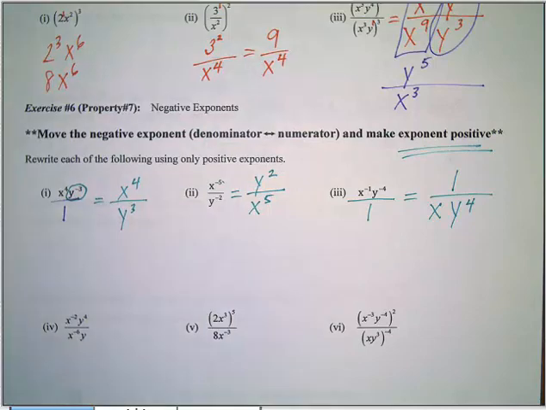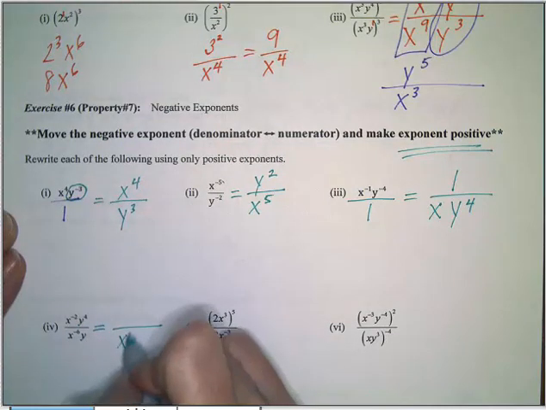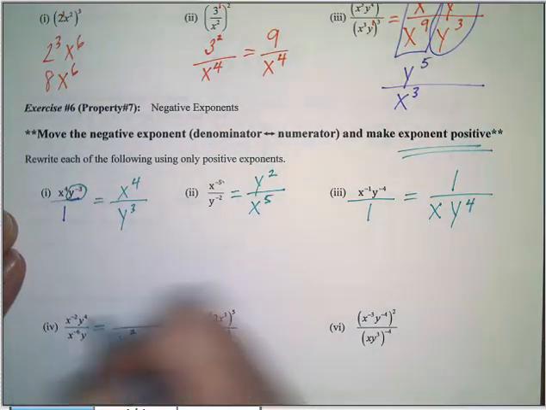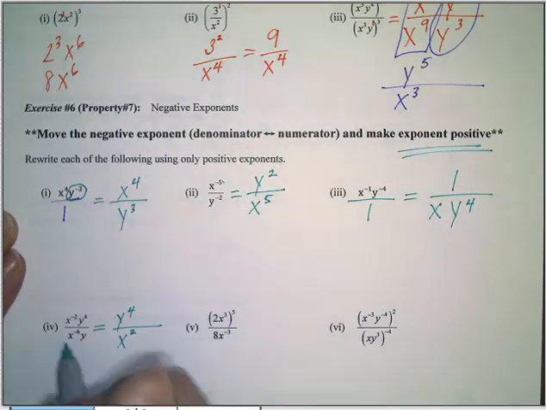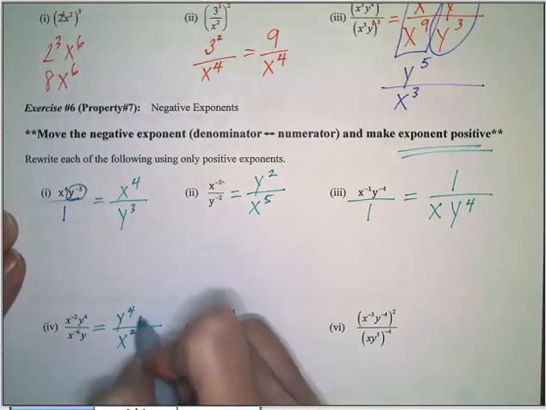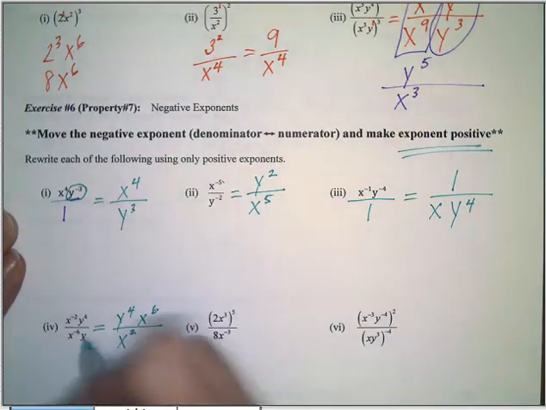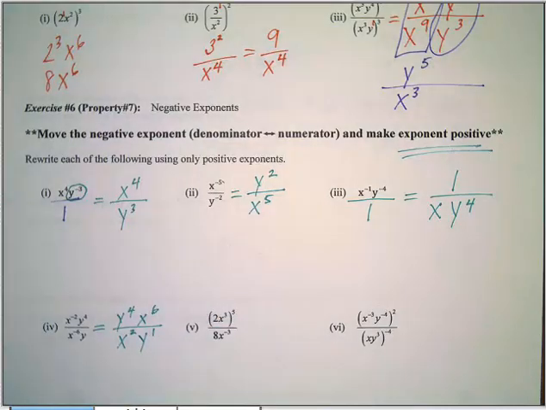In the next one, the fourth one, I'm going to move x to the negative 2 to the bottom and make it positive. Y to the fourth stays on top. I'm going to move x to the negative 6 to the top, and I'm going to keep y on the bottom. And I am going to write a 1 to remind me.